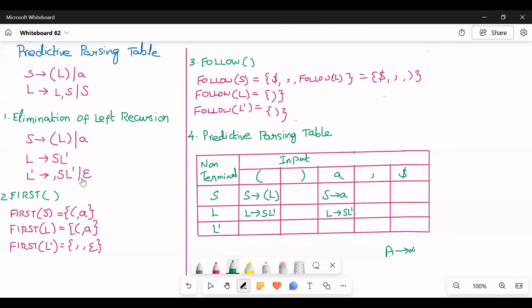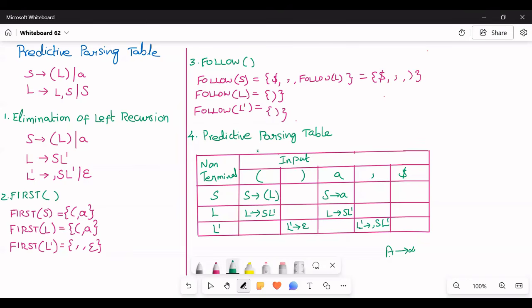L dash tends to comma SL dash. First of comma is comma. So in row L dash and column comma, we write that production, L dash tends to comma SL dash. Then L dash tends to epsilon. First of epsilon is epsilon, right? If it contains epsilon, we need to find follow of L dash. What is follow of L dash? Right parenthesis. So in row L dash and column right parenthesis, we write the L dash tends to epsilon production. So that's all about the predictive parsing table.